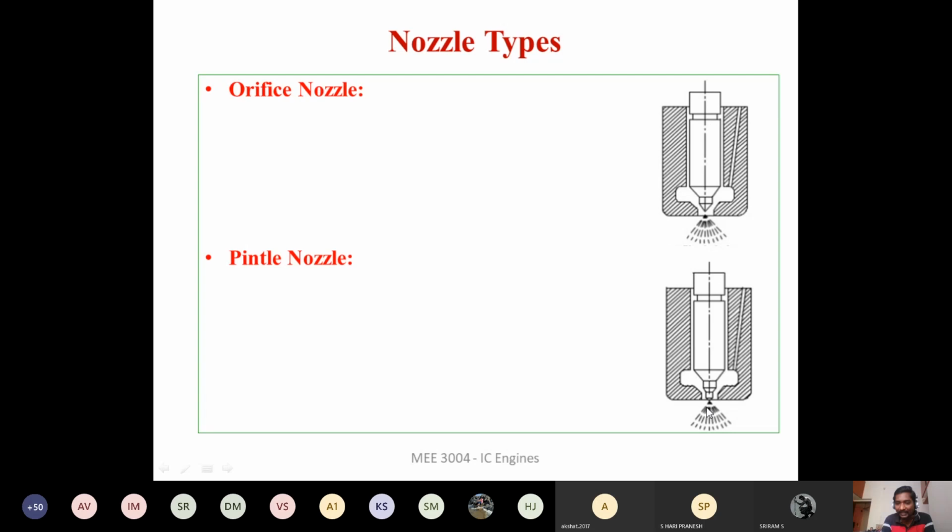So in the case of a pintle, there is a small needle, and the gap between the needle and the annular space. If you have an orifice, then the spray cone angle will be less, whereas if you have a pintle, then the spray cone angle will be wider. Wider spray cone angles are possible.